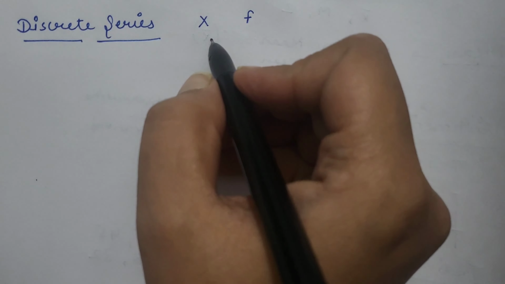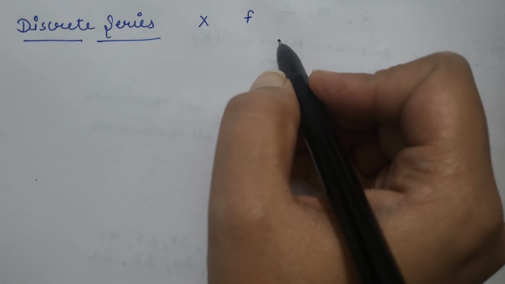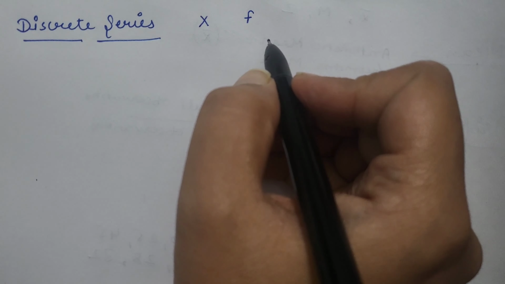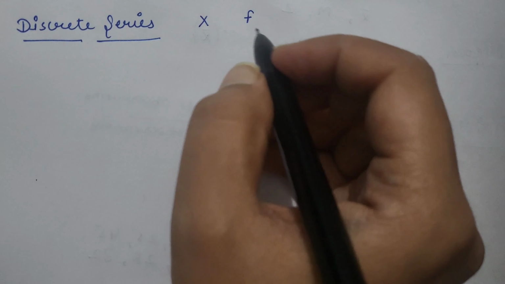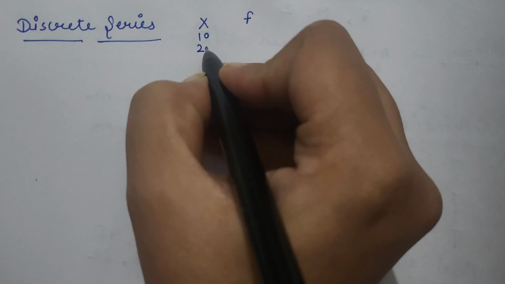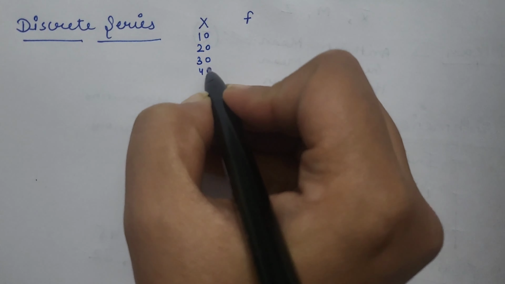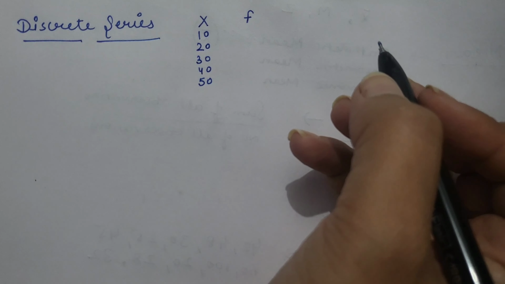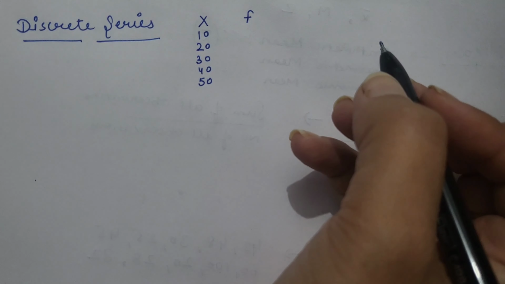When the size of the data is very large and items repeat, in that case discrete series is used. Suppose 10, 20, 30, 40 and 50. This is the pocket money and the data is of 100 students.